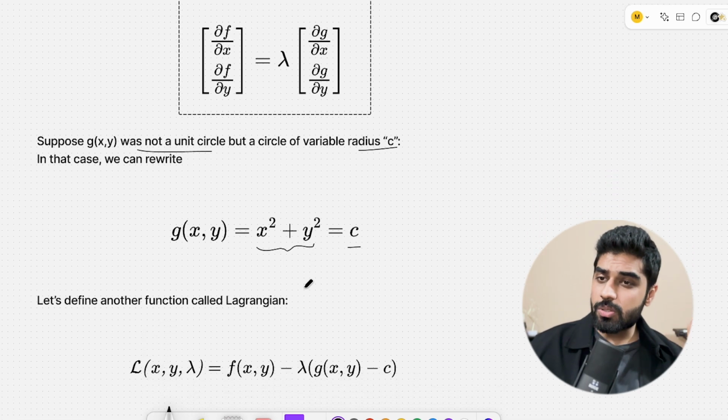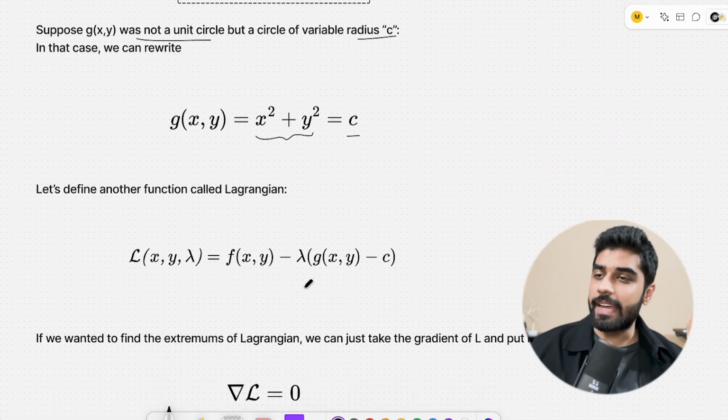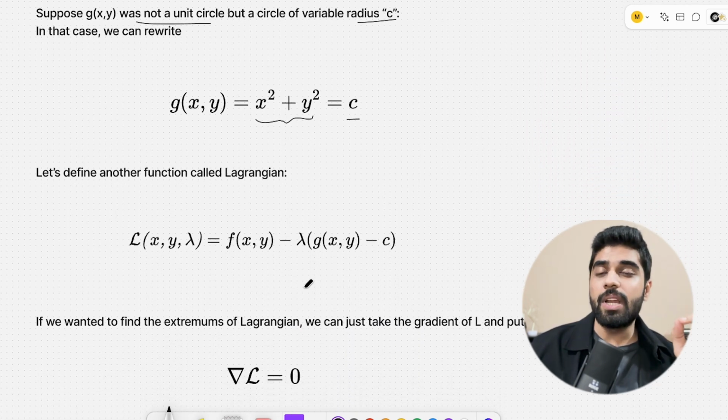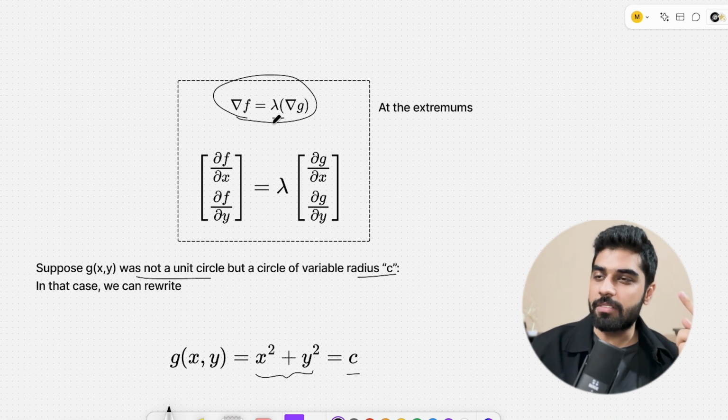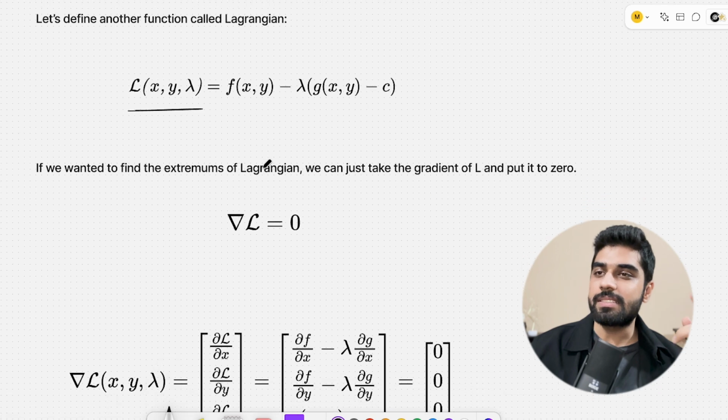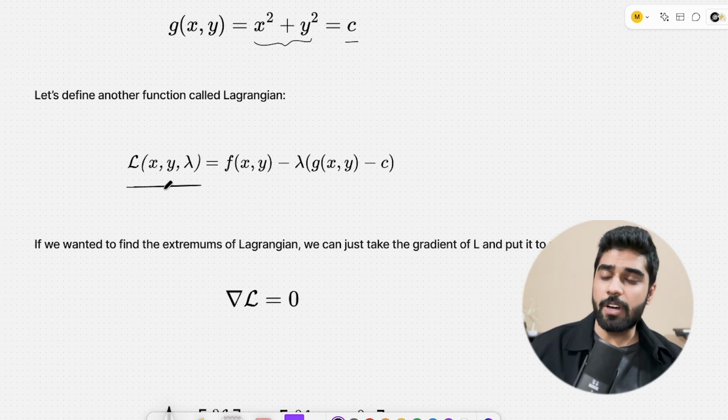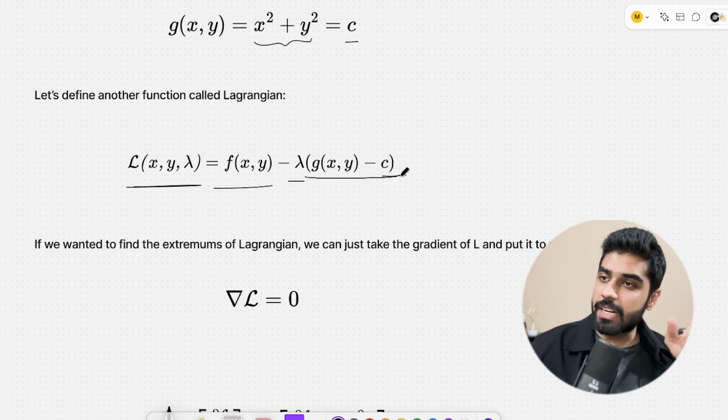And let's also define another function called Lagrangian. Now, it will become clearer why we are defining it in this way, where Lagrangian is a function that we define in x, y, and lambda. Remember the lambda, that constant that we introduced here? Let's just say that Lagrangian is a function which is written as f minus lambda times g and the constant. So f minus lambda times your constraint equation.